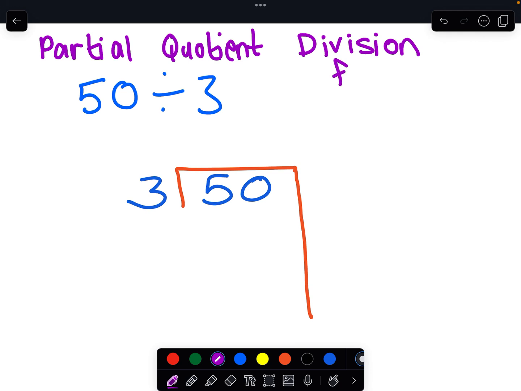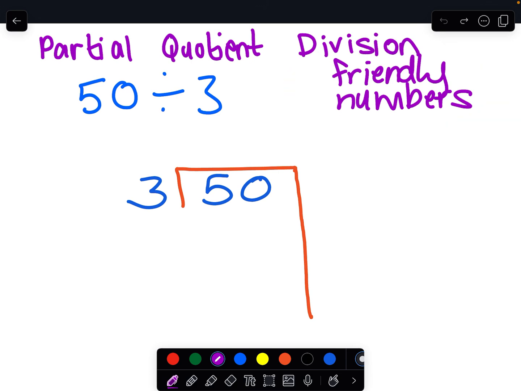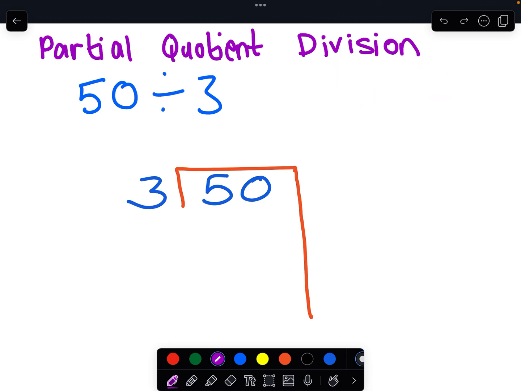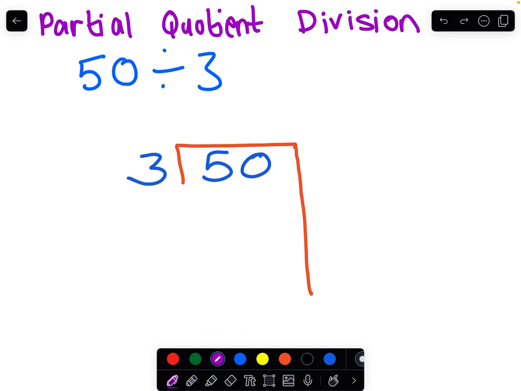Now, this is what makes partial quotients, in my opinion, super cool. We work with friendly numbers or friendly number facts. And that's why I think that this is such a great way to learn division with larger numbers. By friendly numbers, I mean usually multiplication facts that we know by memory, or numbers that are multiples of 10. In this case, 50 divided by 3, I want to start by asking, how many times does 3 go into 50? Or what number can I multiply 3 by that is closest to 50 but less than 50?